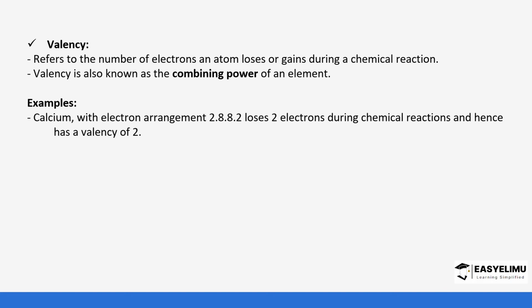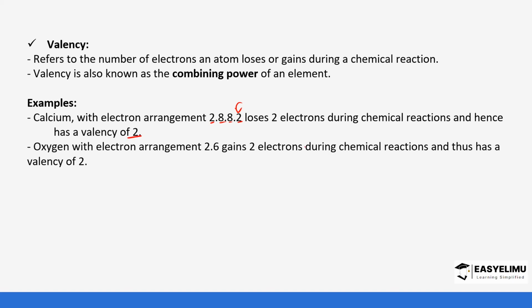So calcium with the electronic configuration of 2.8.8.2 has 2 electrons in the outermost shell. So we'd say it has 2 valence electrons. But if we look at whether it gains or loses, we say it loses 2 electrons. So the valency would be 2.